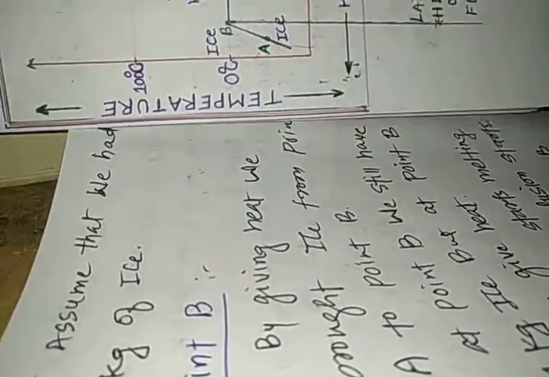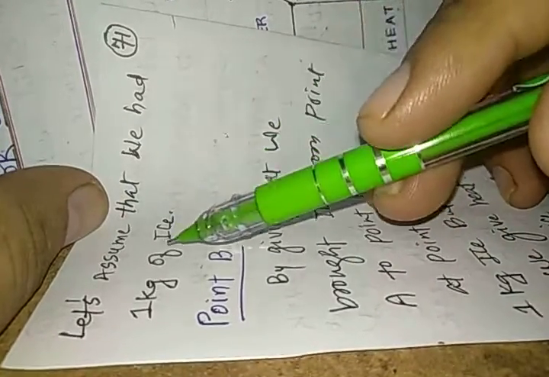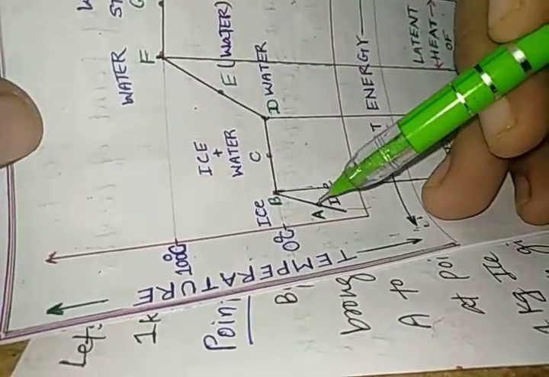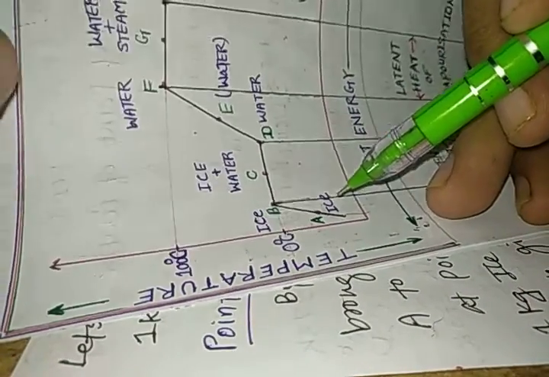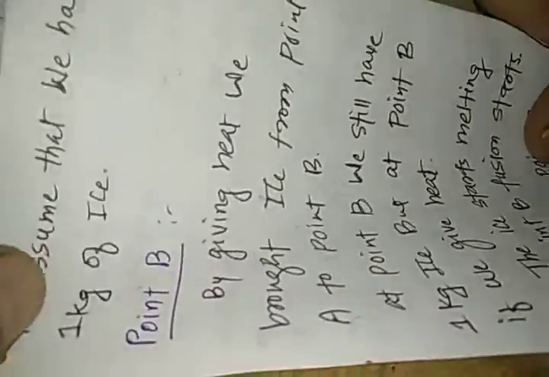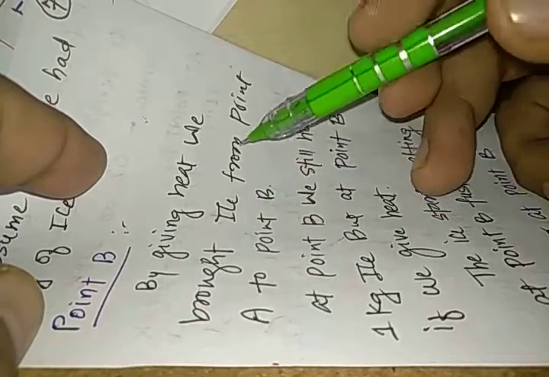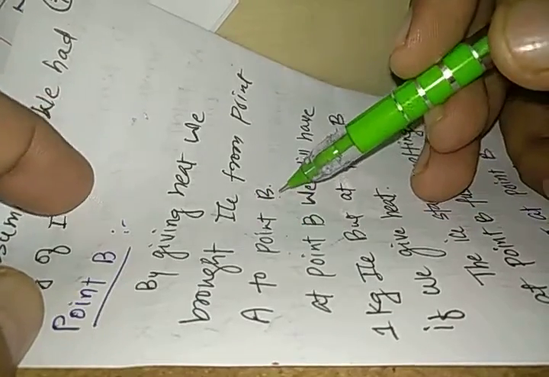In case of point A, let us assume that we had 1 kg of ice. So at this point A, we have taken 1 kg of ice. Now let us see what is written. By giving heat, we brought ice from point A to point B.